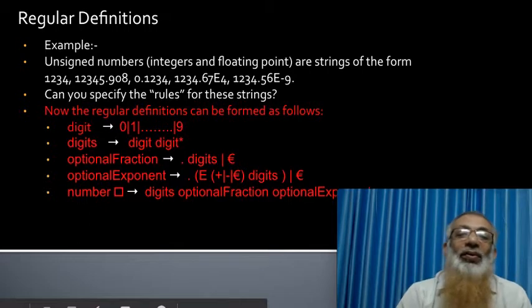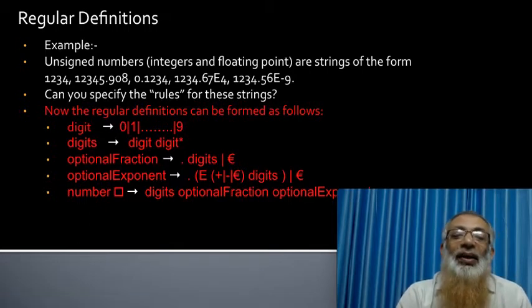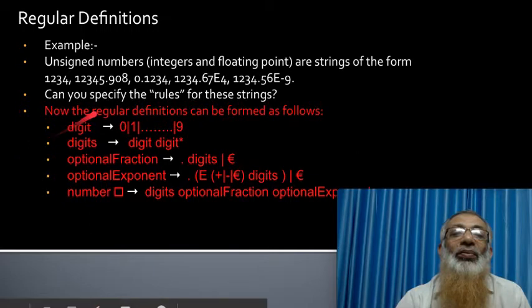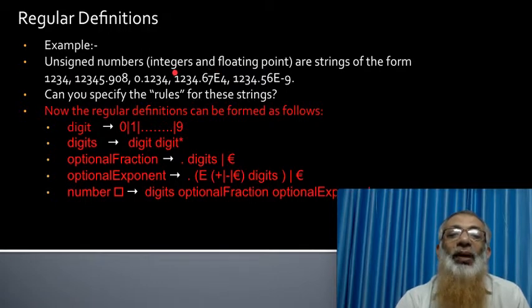Let's take one more example. Here we have floating point numbers and integers. How a number can be represented as a regular expression, that is our concern now. We have a few examples here. We can see how they look. First one is an integer. We can see that all digits will come and it should not start with 0.